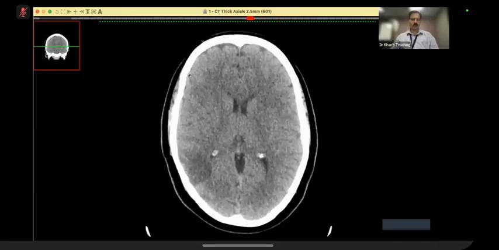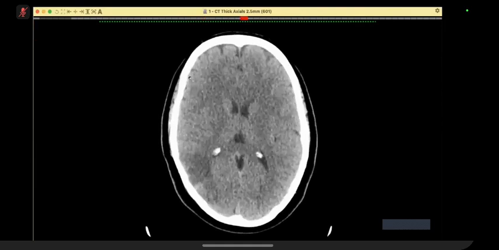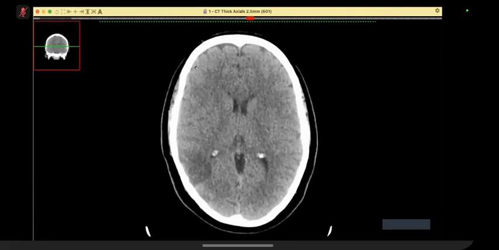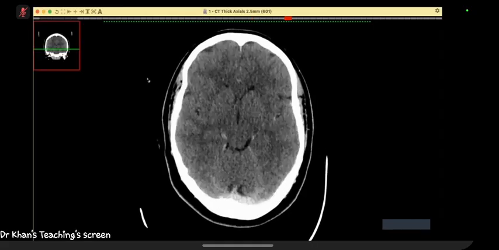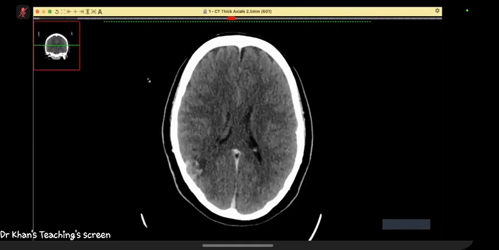So what is your suspicion here? Primarily on first look on the plain sections, I believe it's more like edema because there's some hyperdensity in the central portion of it in certain sections which I can see. So it looks like edema only on the first look.